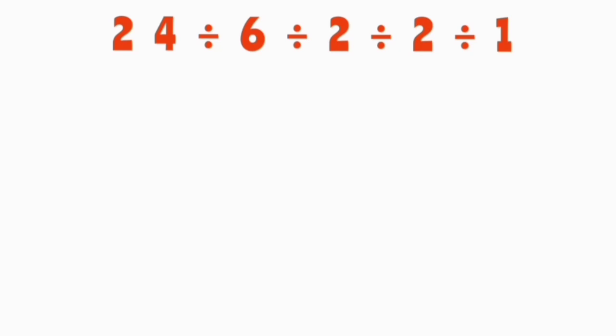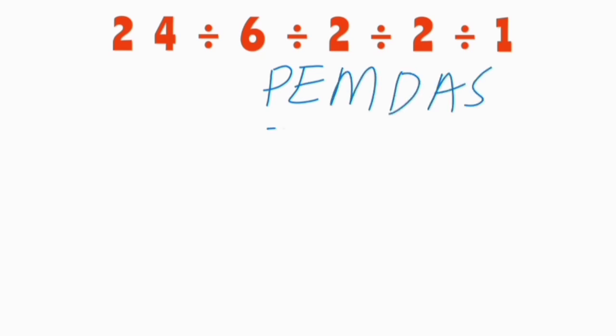Now solve this the correct way. Use the PEMDAS rule. PEMDAS rule: from left to right. So first, 24 divided by 6 equals 4.